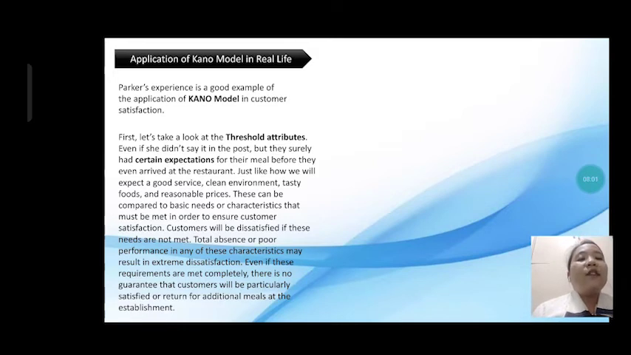Customers will be dissatisfied if these needs are not met. Total absence or poor performance in any of these characteristics may result in extreme dissatisfaction. Even if these requirements are met completely, there is no guarantee that customers will be particularly satisfied or return for additional meals at the establishment.